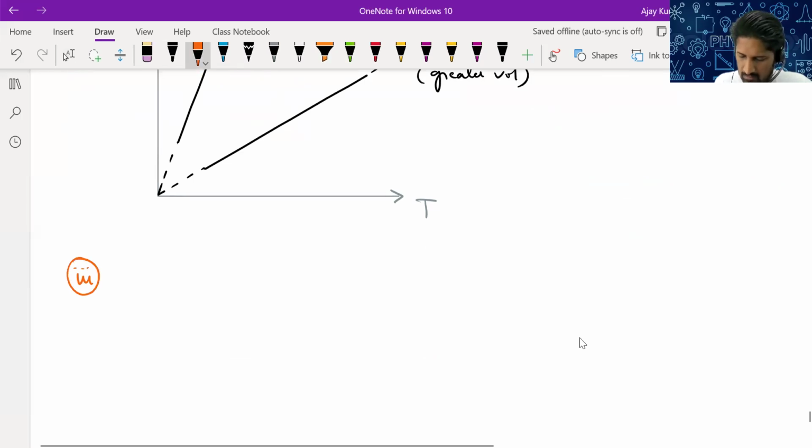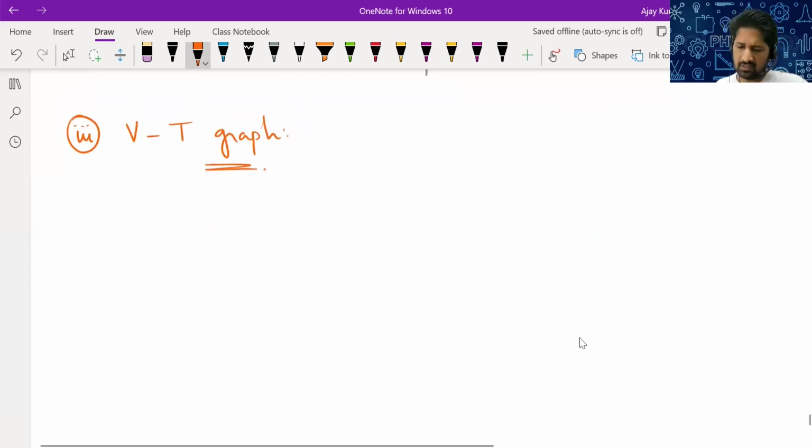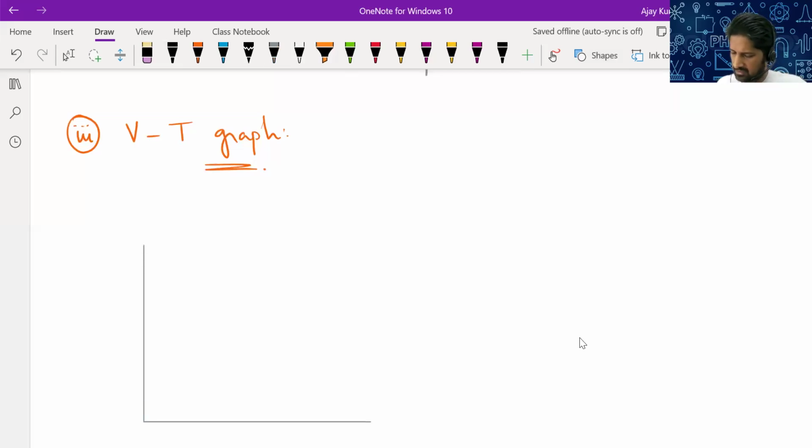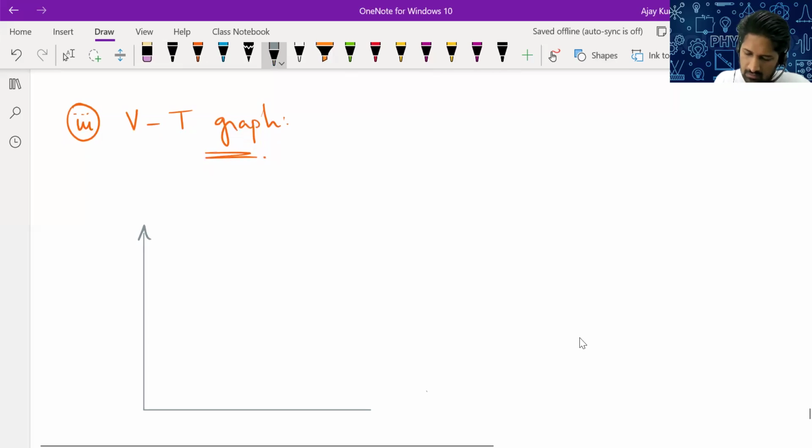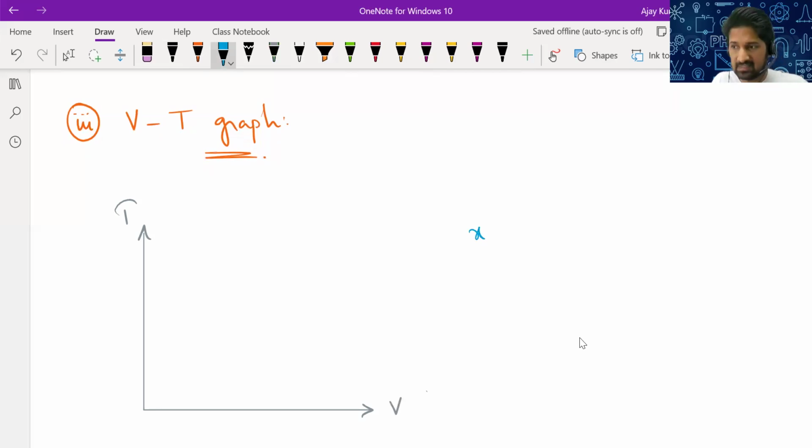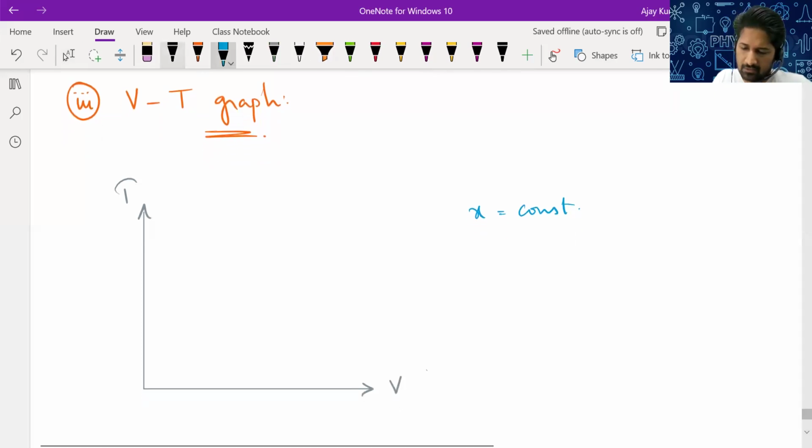Next, the volume-temperature graph. Quite simple. Volume remains constant, temperature varies. So depending on which axis you take volume on, you'll have to draw the graph. Let's take temperature on the y-axis, volume on the x-axis. Since volume is on the x-axis and this is a constant volume process, it becomes x is equal to constant again. x is equal to constant represents a graph which is parallel to the y-axis.